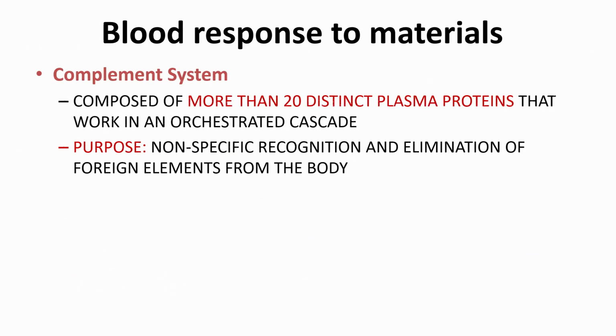Okay, so let us talk about blood response to materials. Now, we said the blood is the first thing that comes in contact. So, this comprises a complement system, which again we referred to in the previous two classes. That means that these are innate immune responses that are composed of various types of proteins. There are about 20 distinct plasma proteins that work in a cascade manner, quite non-specifically, to eliminate some of the foreign elements in the body.